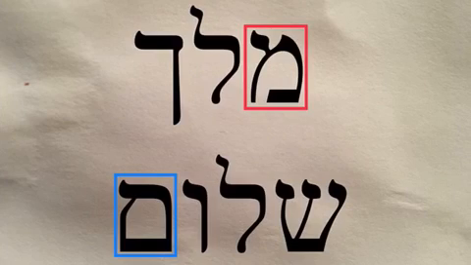So again, this sort of open mem, or the regular mem, takes that form if it's at the beginning or anywhere in the middle of a word. The closed mem, or the mem sophit, the final mem, only takes that form if it's at the end of a word.